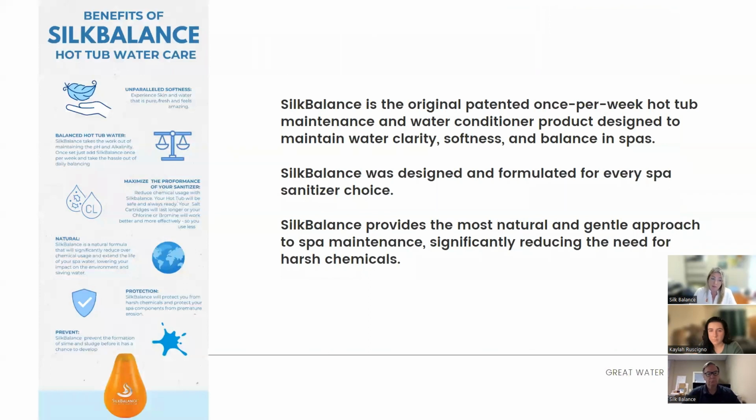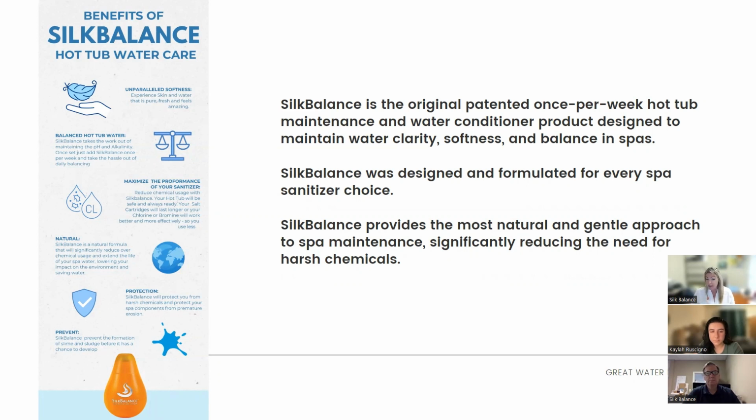Some of the benefits of SilkBalance are, as I mentioned, the unparalleled softness of the water and your skin, and balanced hot tub water, maximizing the performance of your sanitizer. SilkBalance is a natural formula. It protects you from harsh chemicals, but also protects components from premature erosion, whether the water is acidic or too alkaline. Once it falls out of the recommended ranges is when you can start to have scaling if the pH is too high, or you can have metal corrosion if the pH is too low.